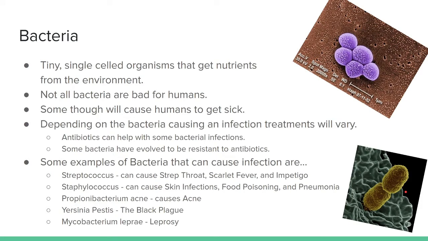Bacteria is the next infectious agent. There are, once again, a lot of different types of bacteria. There will be more listed throughout this unit, but we're just going over some of the bigger ones today. So, tiny single-celled organisms that get their nutrients from the environment. So, bacteria a lot of times will survive longer on surfaces and such than viruses because they are able to at least get some nutrients for themselves.